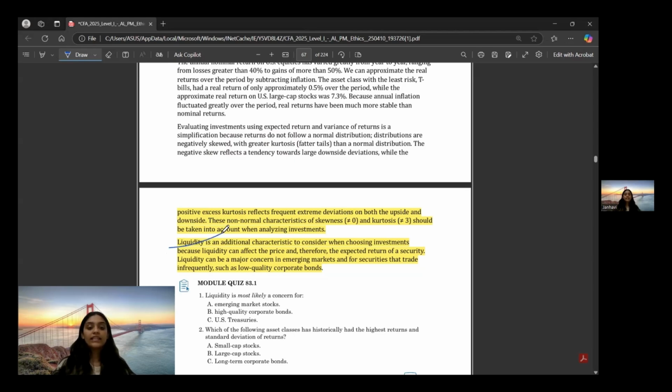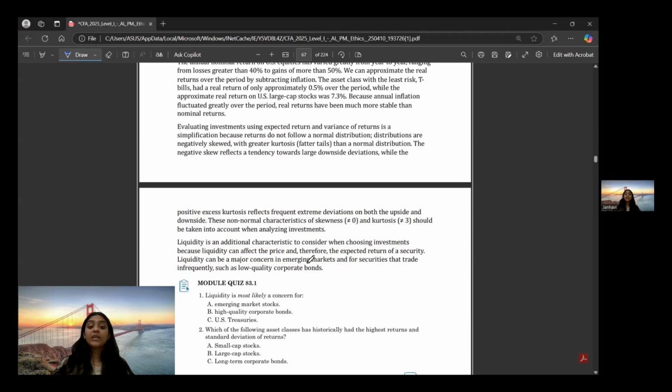Then the next important point is this, that is liquidity. This states that liquidity is an additional characteristic to consider when choosing investments because liquidity can affect price and therefore the expected returns of the security. So while considering which asset to invest in, liquidity is one of the major characteristics that you need to consider because it affects the price of the asset and the expected returns of the security.